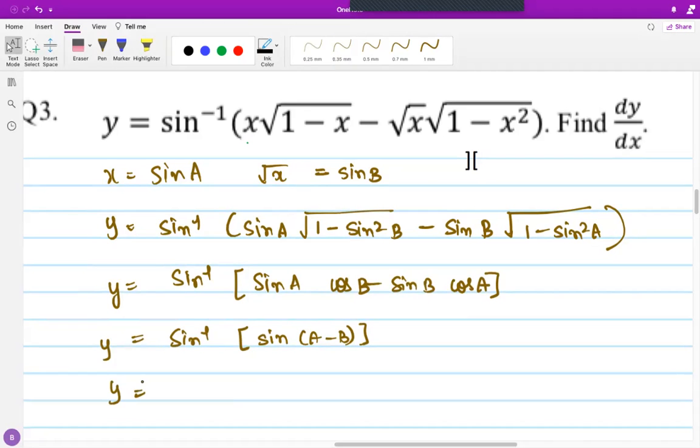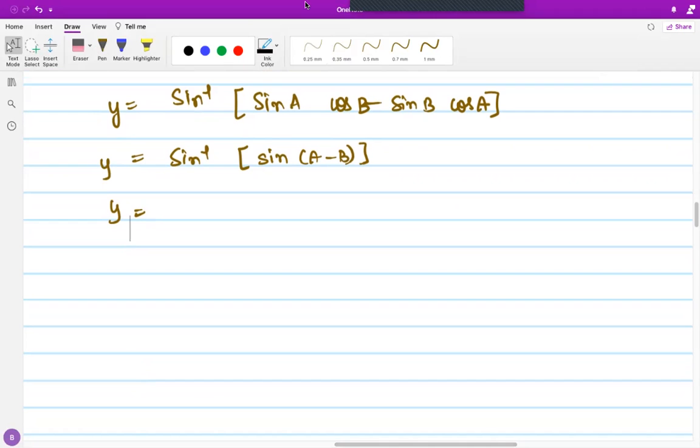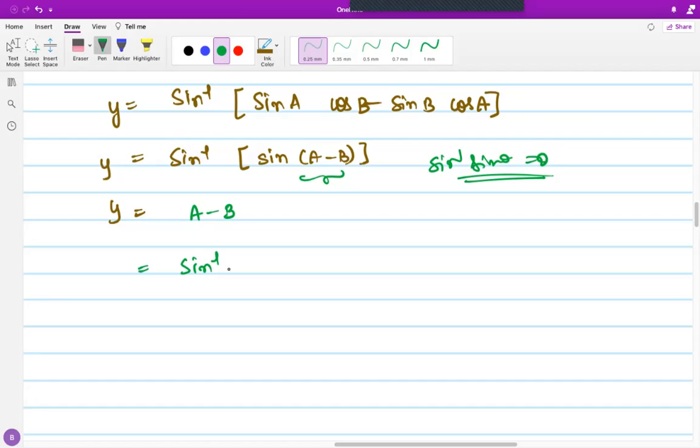Now y is equal to sine inverse of sine of A minus B, which is A minus B, right? Yes. So sine inverse of sine theta is equal to theta, students. So I am writing A minus B. I cannot differentiate until I substitute what A is. I need to differentiate with respect to x, right? So what is A? Sine inverse of x. What is B? Sine inverse of root x.